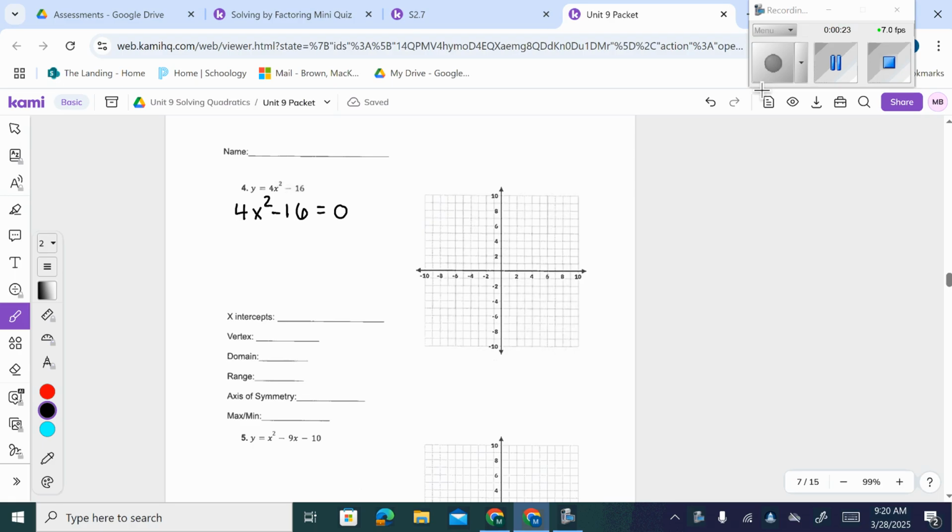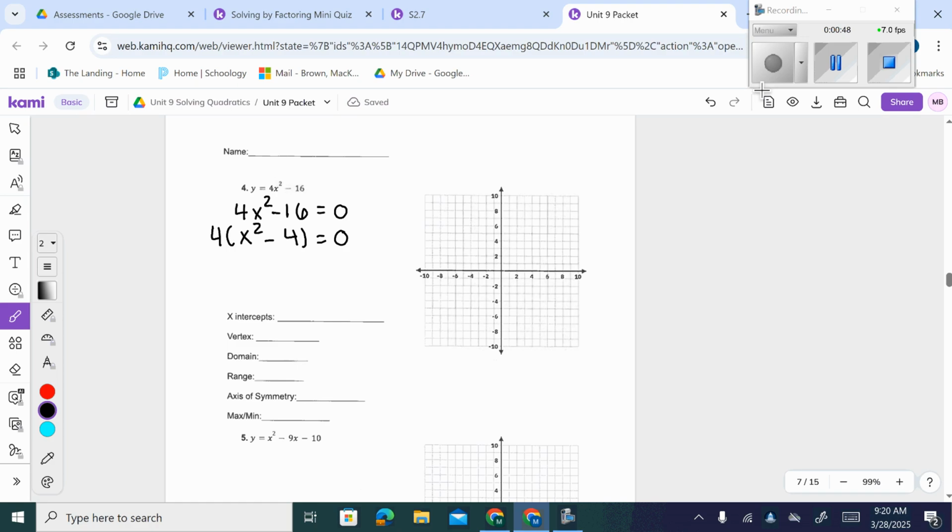All right? Now, what does that set up for you to do? GCF. Okay, I heard difference of squares. I also heard GCF. What should we check for first? GCF. Okay, is there a GCF? Yes. Okay, good. So I'm going to take out a 4, and I'm going to have x squared minus 4 equals 0.